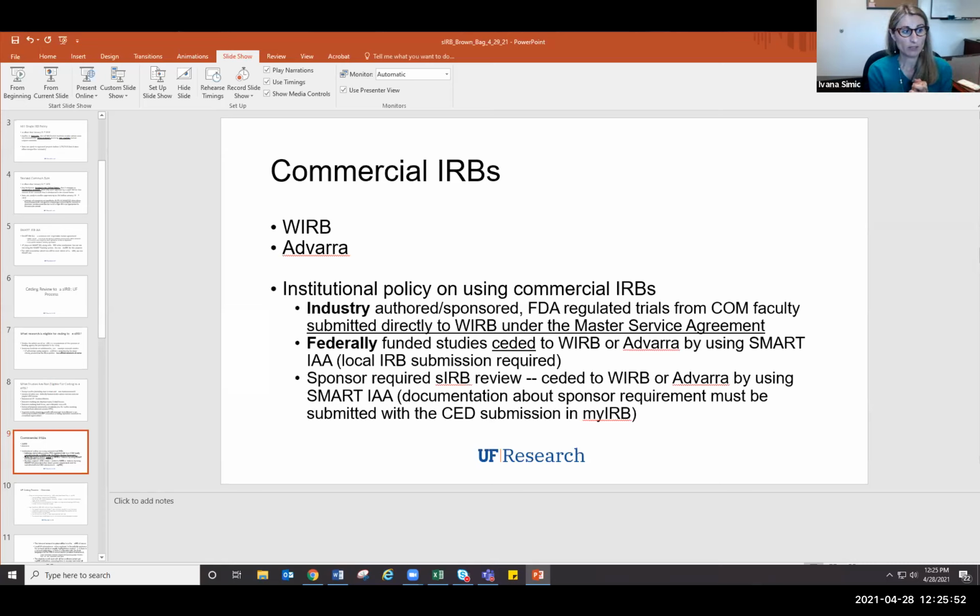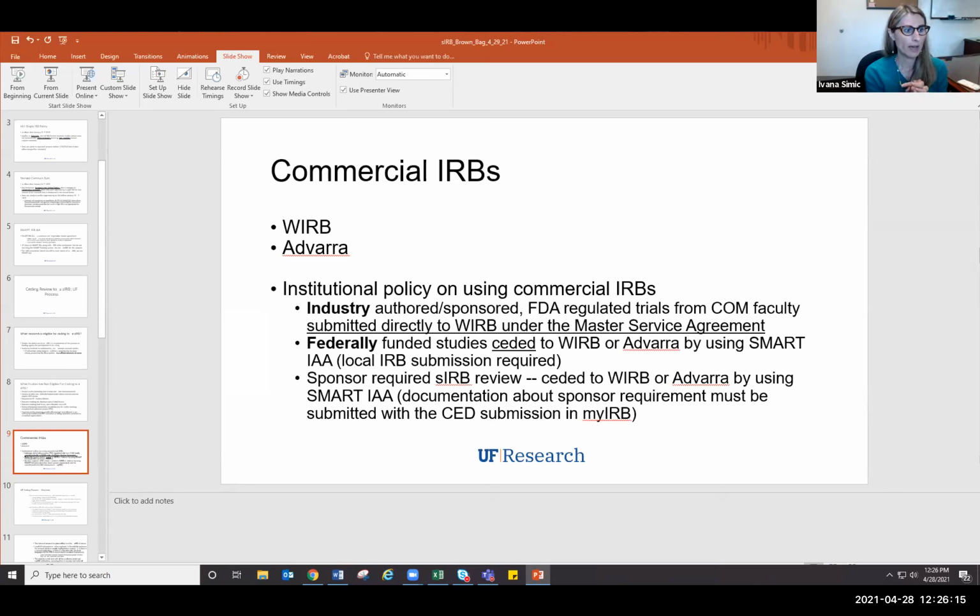Now, federally funded studies are seeded to WIRB under SMART IAA, and that does require a local submission. That's a completely different process, and a local seeded submission is required for that. And then when you go to WIRB to submit a request to add UF as a site, they would be looking for the acknowledgement letter that the local context review has been completed at UF.